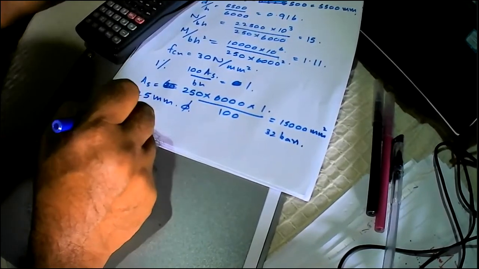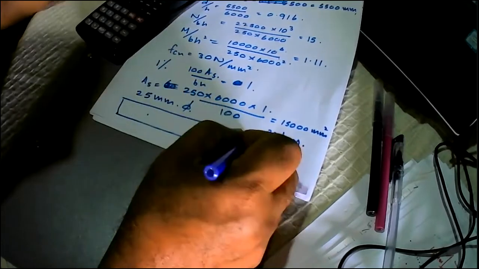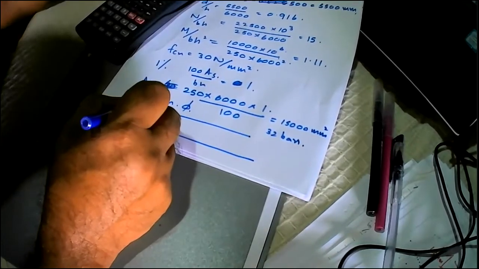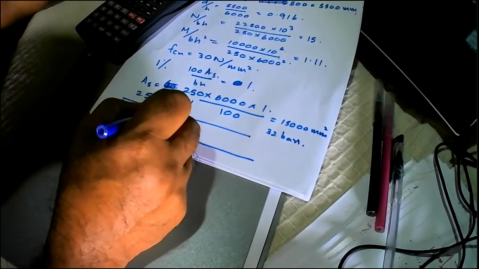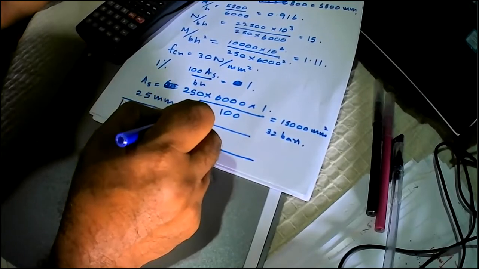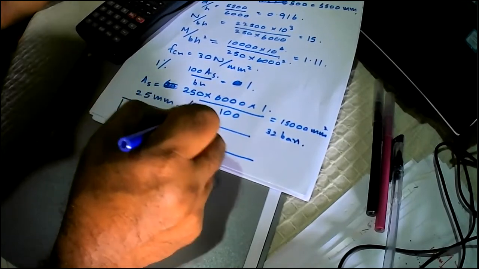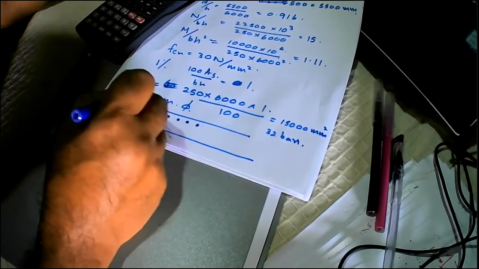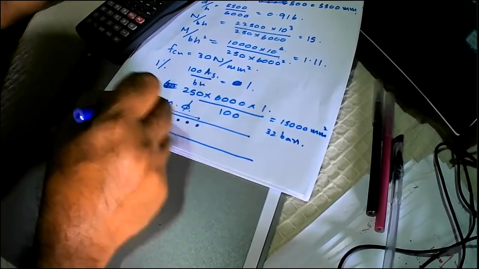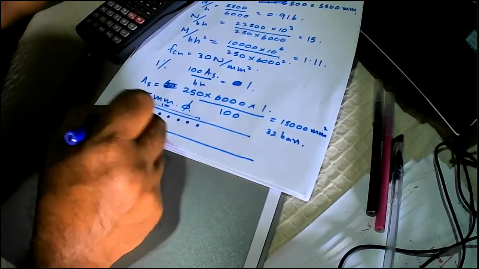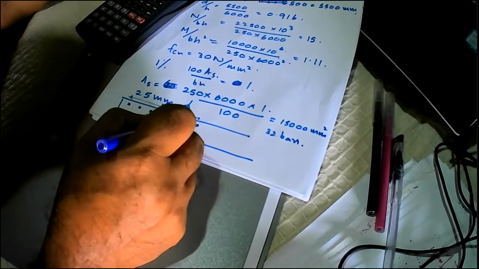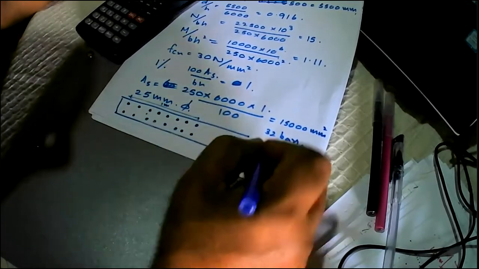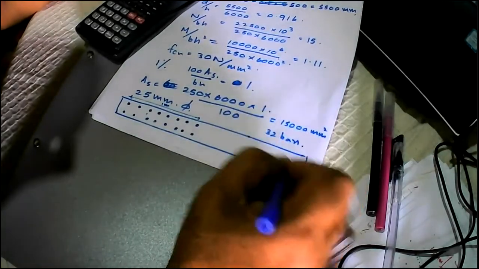So what we can do is we can provide 8 bars, 2, 4, 6, 8 bars over a length of 1 meter. This side also another 8 bars. And we'll repeat the same thing on the other end.